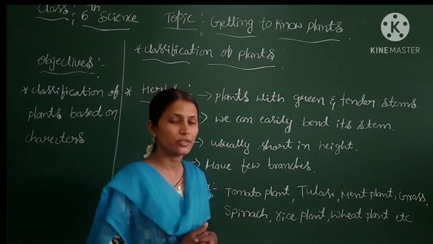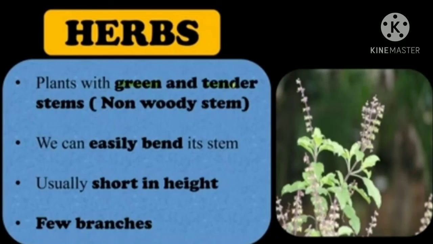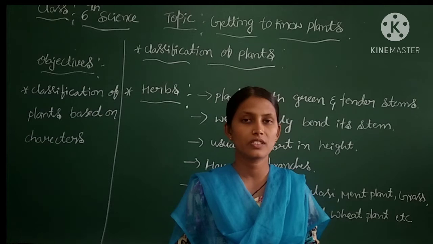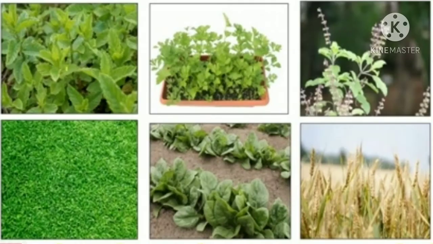Okay. Look at this picture. Herbs are green in color, having a soft stem, so that we can easily bend its stem, and usually they are short in height. The size of the herbs is very small. And we can see only a few branches in the herbs. You might have looked at in this picture, that is coriander plant, tulsi, tomato plant, spinach. So these plants have a soft stem. We can easily bend its stem, and they are very short in size. So these are a few examples for herbs.